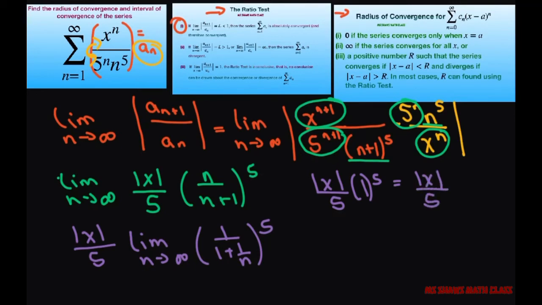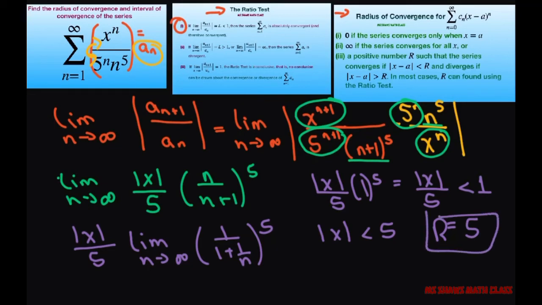Now, using the ratio test, for this to be convergent, we're using condition 1, and that has to be less than 1. So basically, when you cross multiply, we get the absolute value of x is less than 5. Therefore, your radius of convergence is 5.